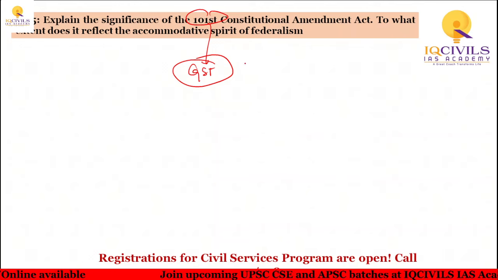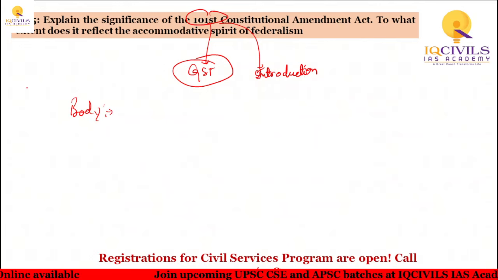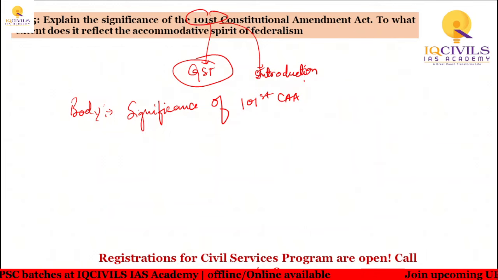इंट्रोडक्शन में। So in introduction, you have to define something related to the 101st Constitutional Amendment Act, okay, which consolidates all the previous indirect taxes on goods and services into a single tax. So this actually simplified taxation across the supply chain. Clear? And then body of the answer. Now in the body of the answer, you have to tell the significance of this Constitutional Amendment Act.